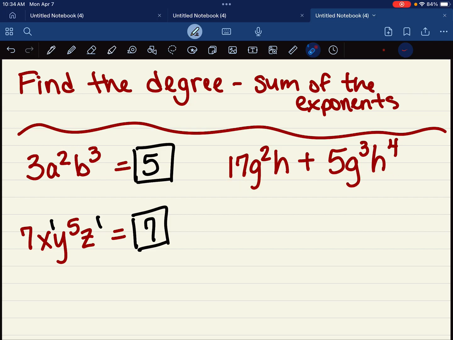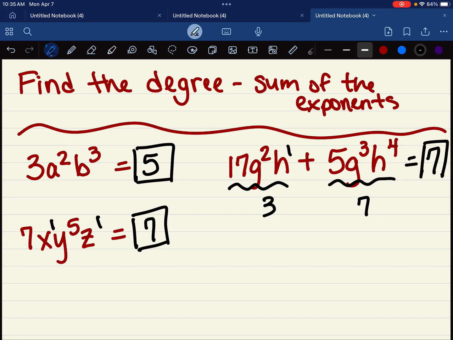Now, when you have more than one, you have to define the degree of each one. So what would be the degree of my first monomial here? 3, right? 2 plus 1 is 3. What would be the degree of my second one? 7. And then you just choose whichever one is bigger. Okay, so what's the degree of this polynomial? 7. Okay, last one and we'll move on.